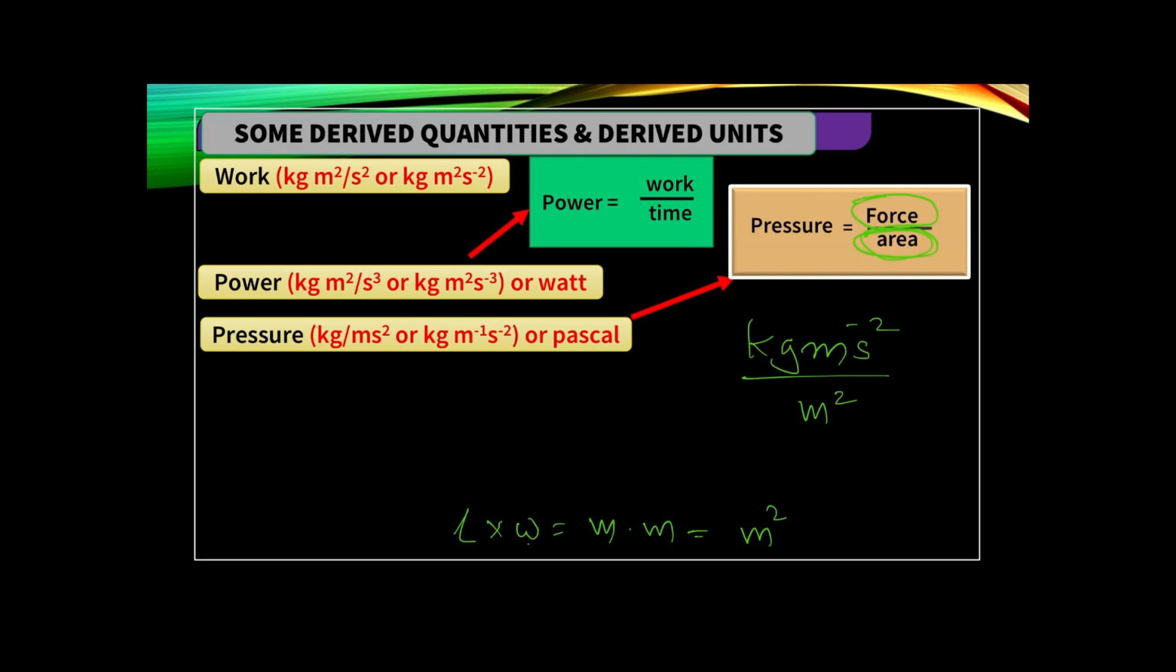Now the math. This m², when it goes to the top, it becomes m^-2. Already there is m^1 and m^-2. So finally the unit becomes kilogram, m^1 times m^-2 becomes m^-1. And what is remaining? s^-2. So kg m^-1 s^-2 is the unit of pressure, which is called the Pascal.